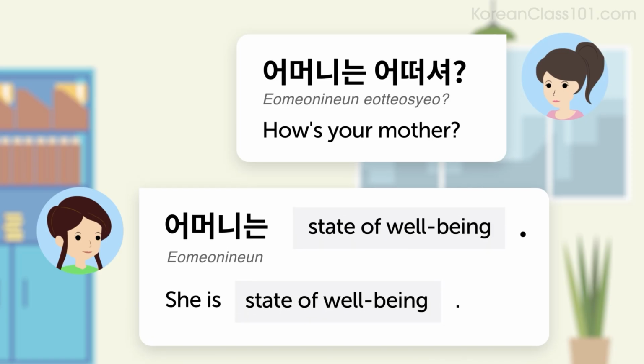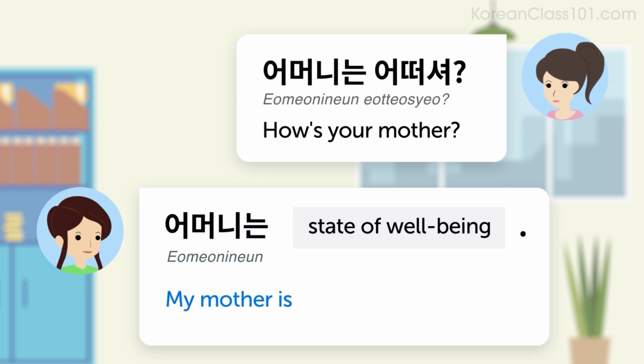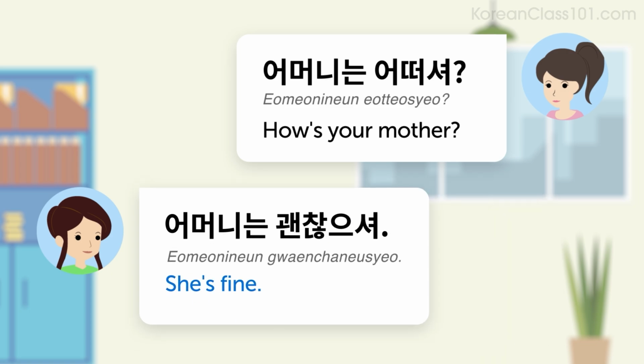The pattern is 어머니는 state of well-being. This Korean sentence literally means, my mother is, but it translates as, she is state of well-being in English. For example, she's fine. 어머니는 괜찮으셔.